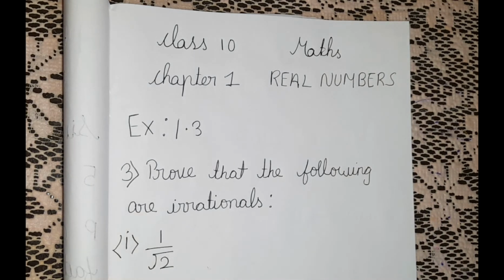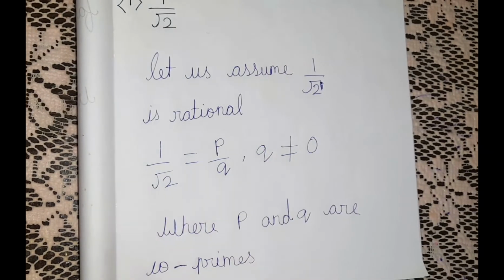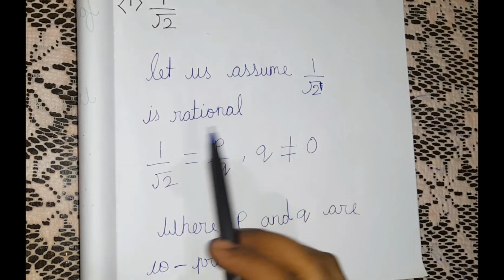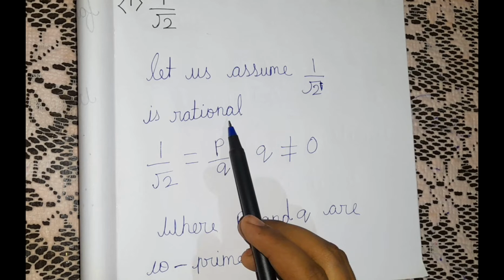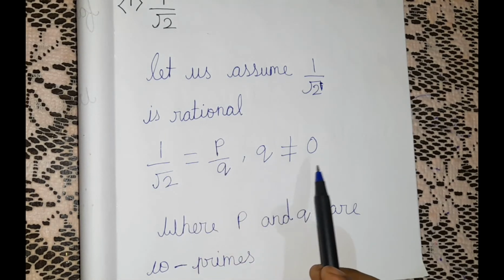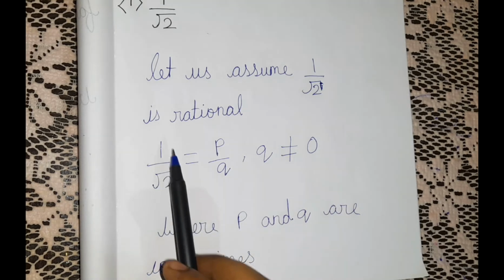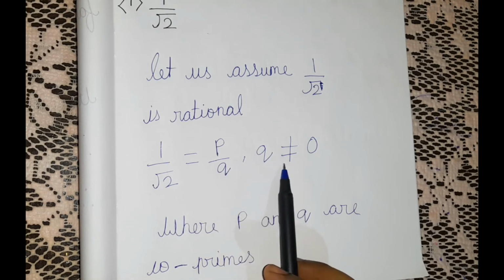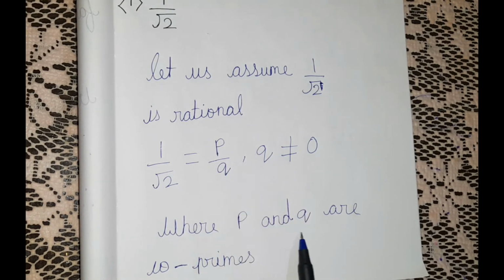First of all, for proving it, we usually write, let us assume 1 by root 2 is rational. Now let's write that. Okay guys, now we wrote, let us assume 1 by root 2 is rational. If it is a rational number, then we should take p by q, where q is not equal to 0. So we wrote 1 by root 2 is equal to p by q, where q is not equal to 0, where p and q are co-primes.